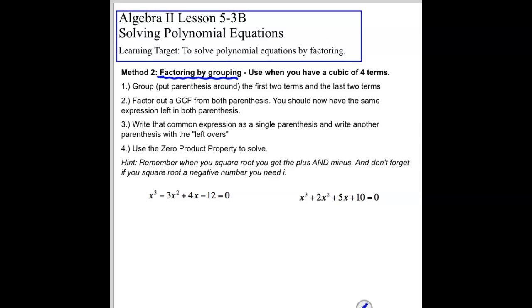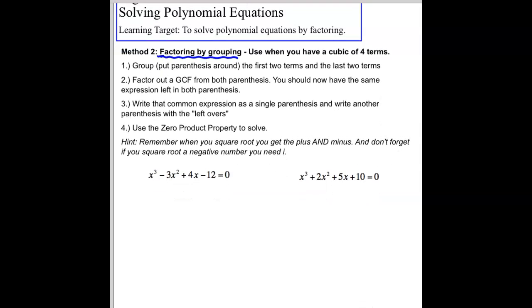So we're going to use that to solve our polynomial equations when we have a cubic with 4 terms. Okay? A 4-termed polynomial typically ends up being an x cubed type polynomial. So our first step is to group the first 2 terms and group the last 2 terms. You can use parentheses, you can put a box around it instead, whatever you want. Basically, you're splitting this into 2 parts.